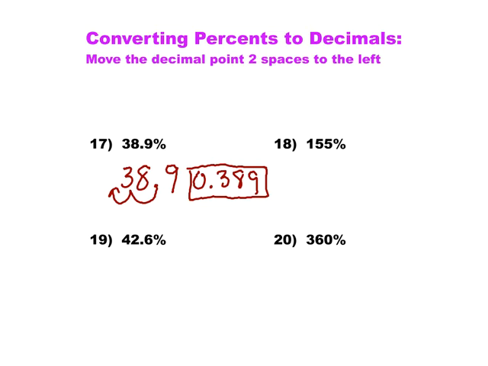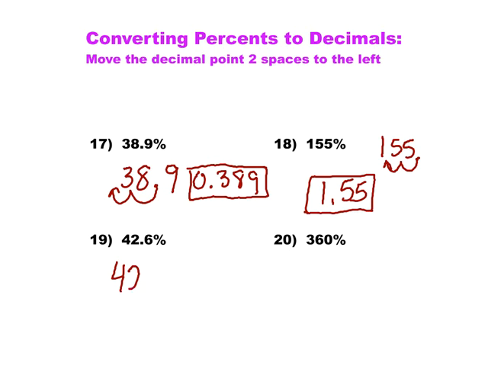Example number 18, 155. We're going to move it 2 spaces. Here's our decimal. Move it 2 places to the left. Our decimal is 1.55. Number 19, I like to rewrite them, so it's easier to move the decimal. Move it 2 spaces to your left, 0.426. If you leave out the 0 before the decimal, it is not incorrect. It's just good to have a 0 there as a placeholder.